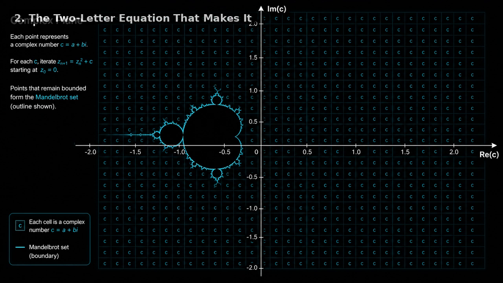The picture lives on the complex plane itself. That plane is a flat map for special numbers. One direction shows ordinary value on the grid. The other direction shows imaginary value on the grid. Each pixel becomes one possible choice for c. The computer tests those choices one by one.